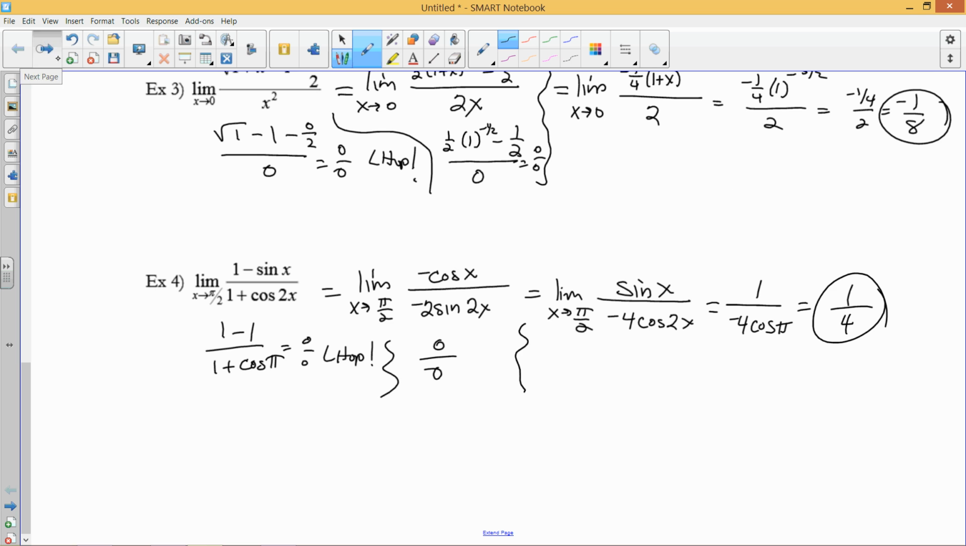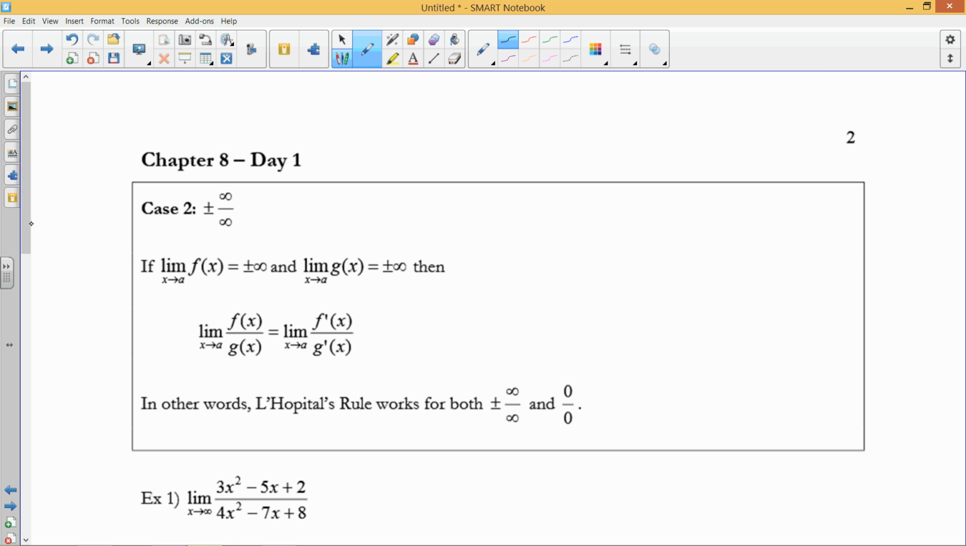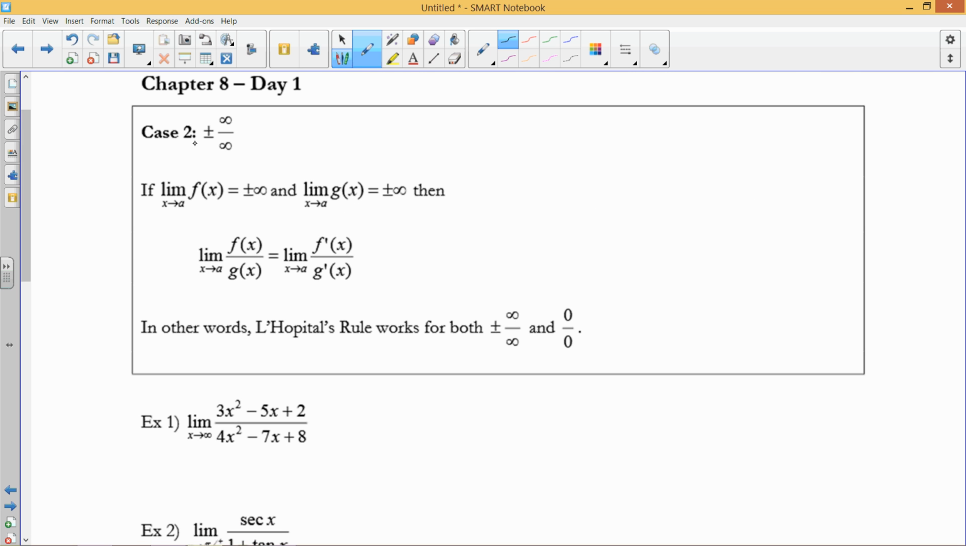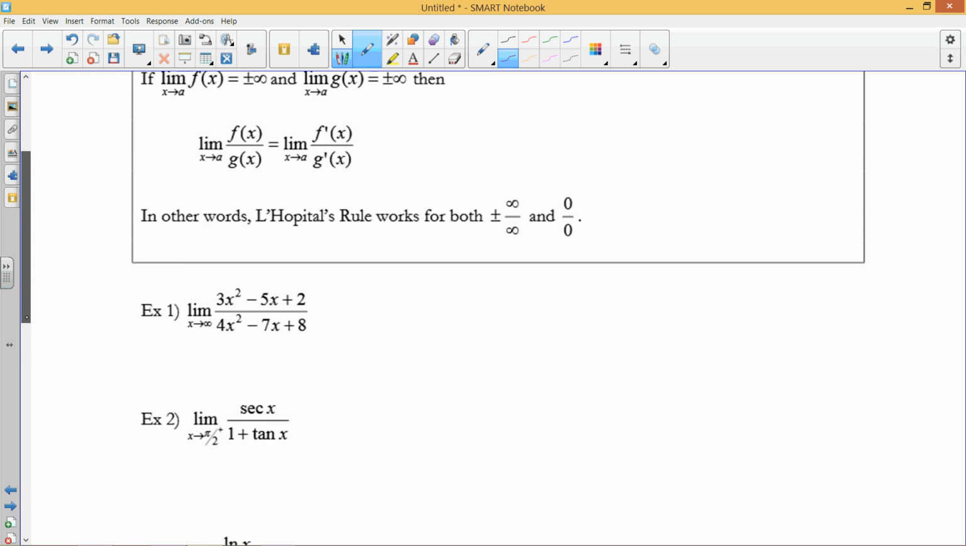All right. Now, moving ahead, the next case of L'Hopital is infinity over infinity. And you're going to notice that this looks very similar to what we had on the first page. What this gets at is if you have f of x and g of x, and they both head toward an infinity, doesn't have to be the same infinity, but they both head toward an infinity, you can do the same exact thing. You can take the derivative of the top, the derivative of the bottom, and reevaluate. So in other words, L'Hopital's rule works for both infinity over infinity and 0 over 0.